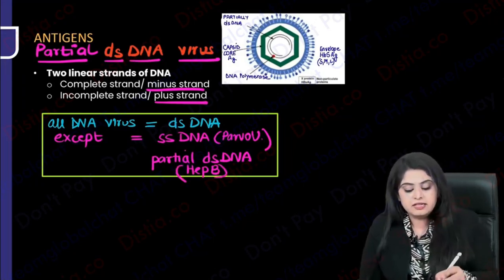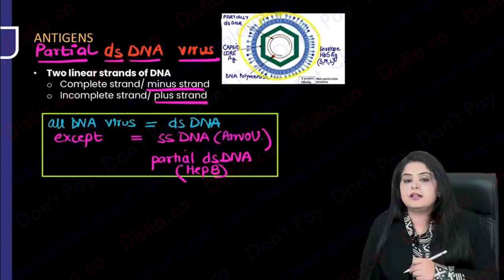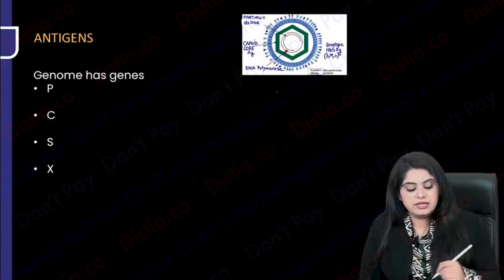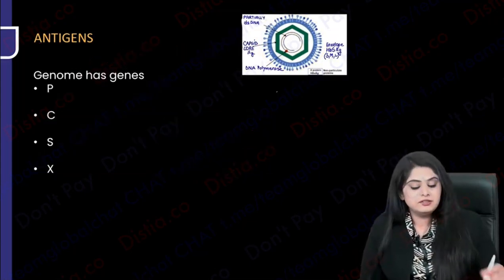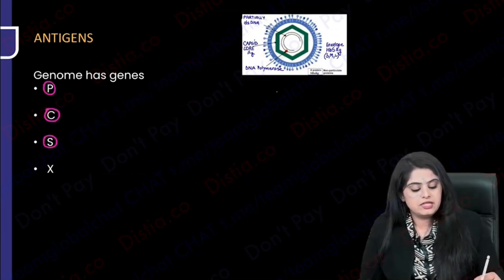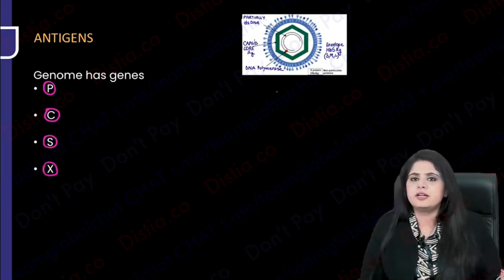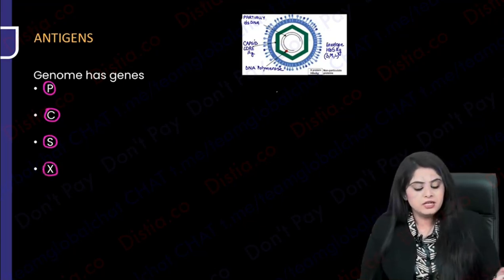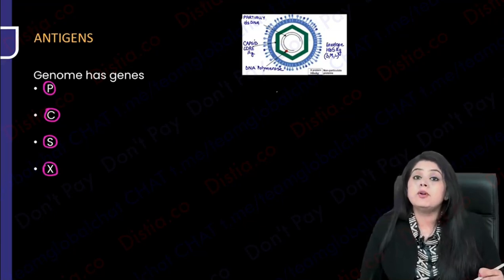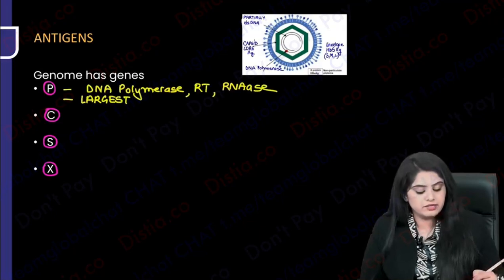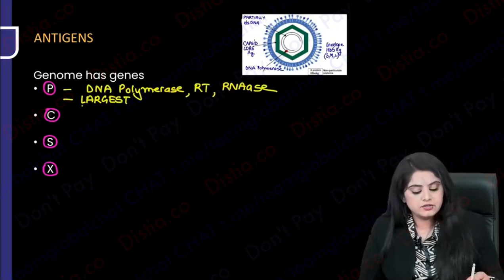Now, we have done the inner DNA, but what about all the other things that are around it? So let me first tell you the names of it. It has certain genes. One is said to be the P gene, the C gene, the S gene and the X gene, and these will make the respective proteins which I'll keep labeling. So first of all, P gene means polymerase, and P is the largest of them all.